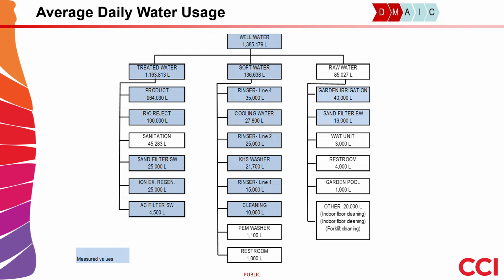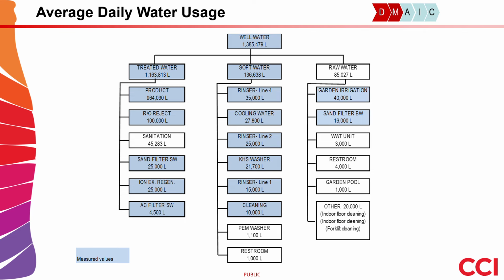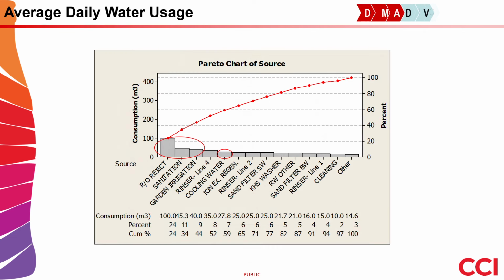The treated water is going to product, RO reject, sanitation, stand, filters, etc. Soft water is going to rinsers, cooling waters, washers, cleaning, etc. And raw water is going to gardening, sand filter, wastewater treatment, restrooms, garden pool, etc. So this is the complete bifurcation of where this water is being used.